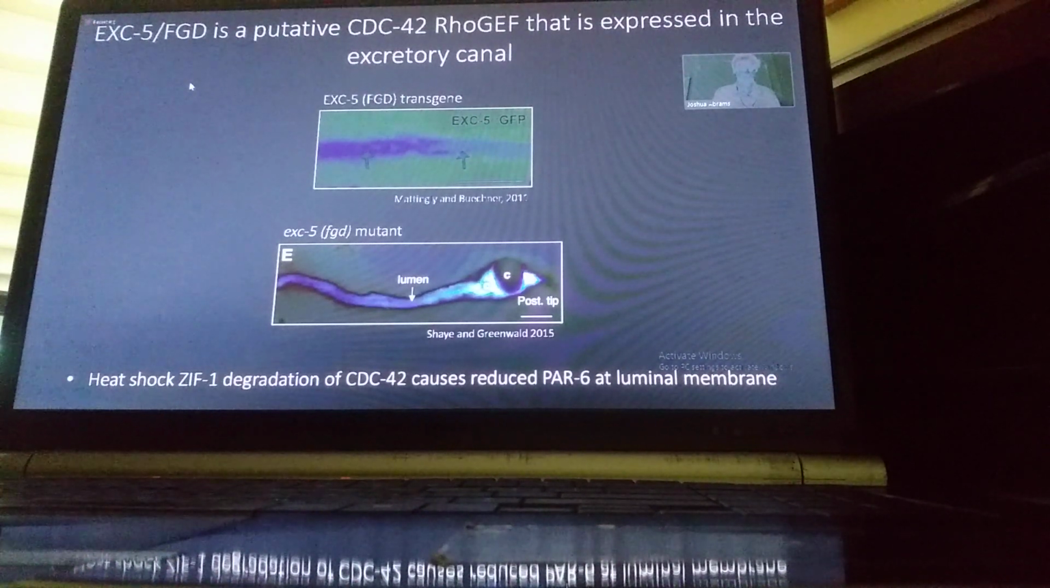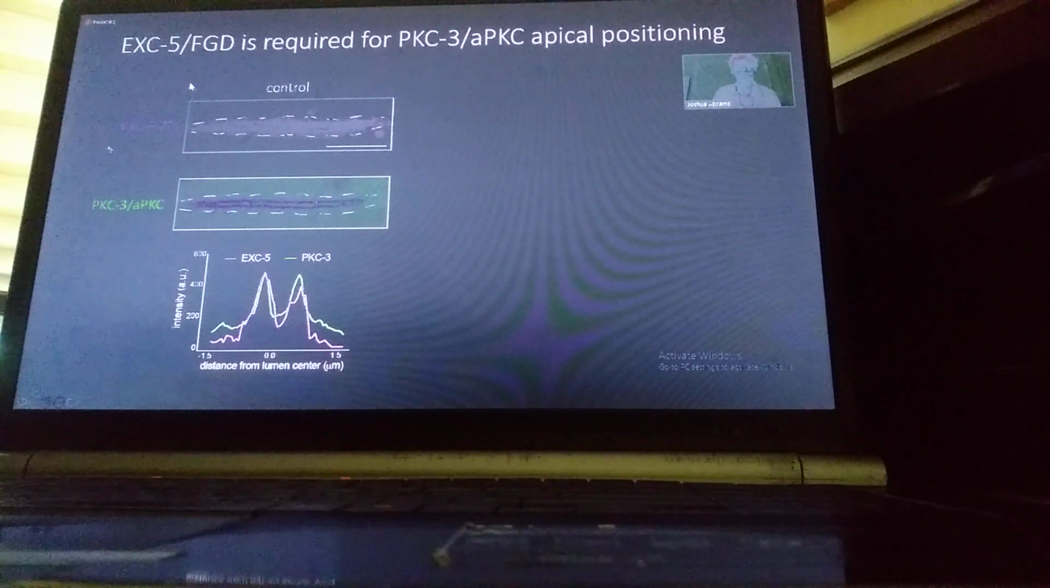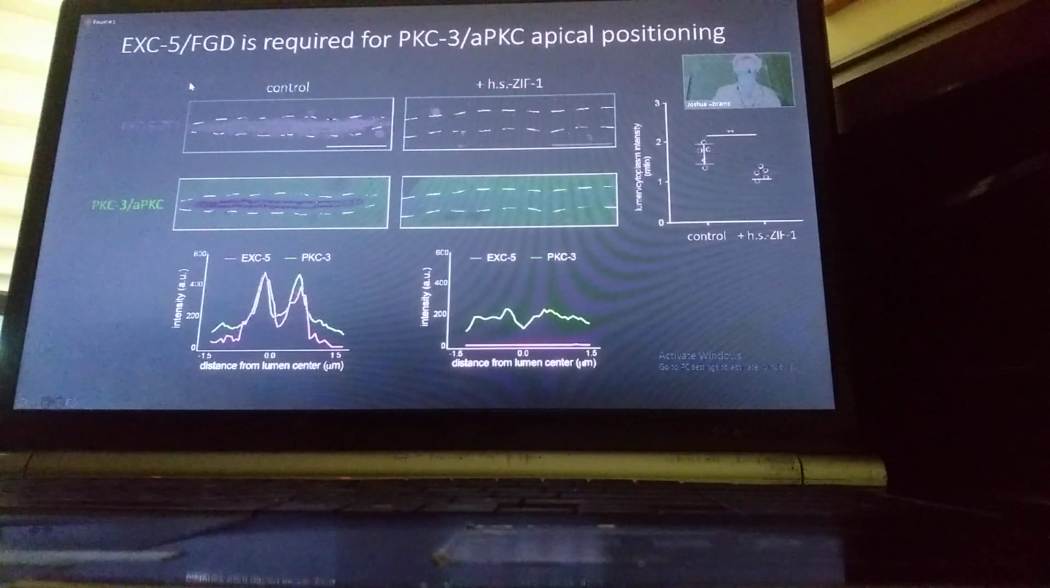But we decided to look more closely at EXC-5, so we tagged it with ZF1 and mScarlet, and you can see it nicely patterns the luminal domain. And in this experiment, I'm going to be looking at PAR6's binding partner, aPKC, which, similar to PAR6, is brightly expressed at the lumen. When we use heat shock to remove EXC-5, we now actually see a severe reduction in PKC-3 labeling of the lumen, which you can appreciate with these quantifications as well.